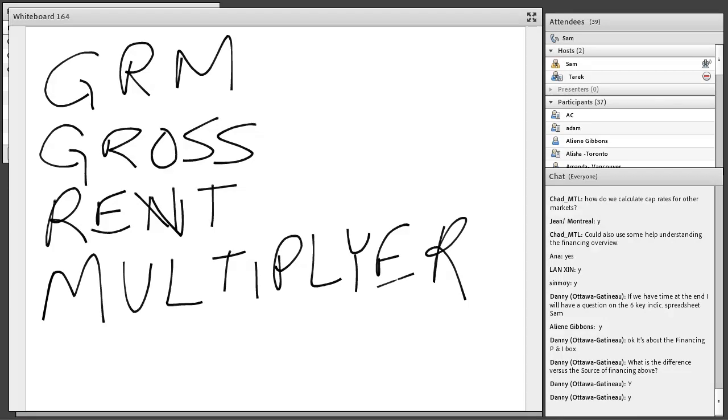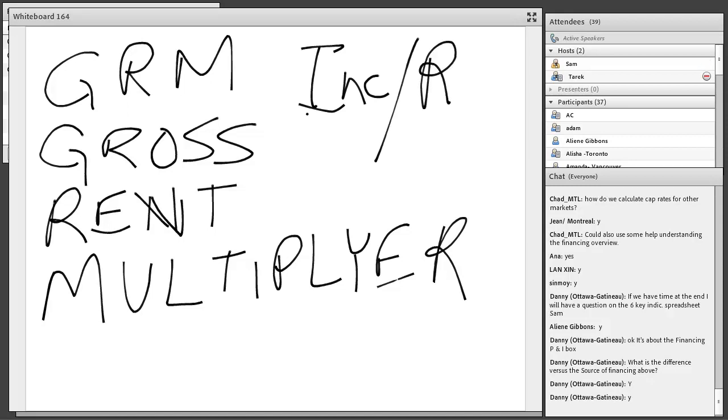Gross rent multiplier. That's what GRM means. All it's doing is taking the gross income, divided by rent for the year. That's all it does.